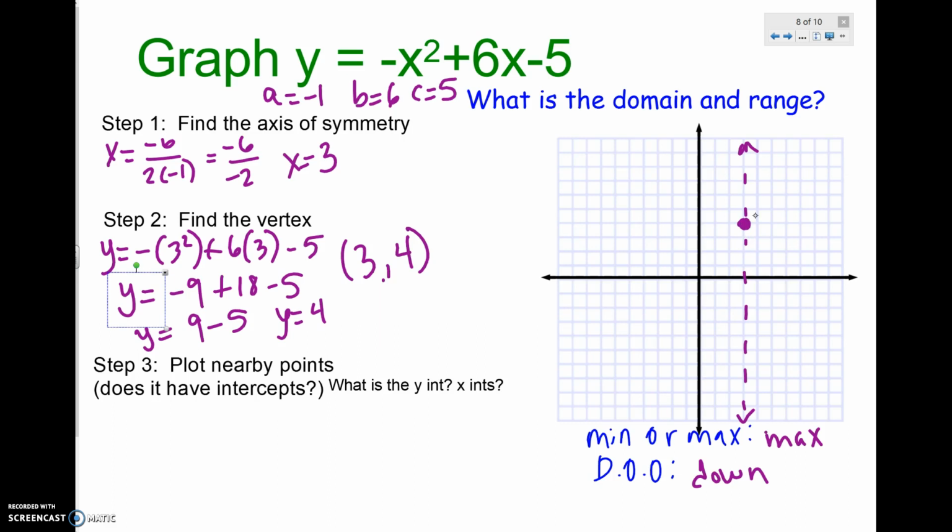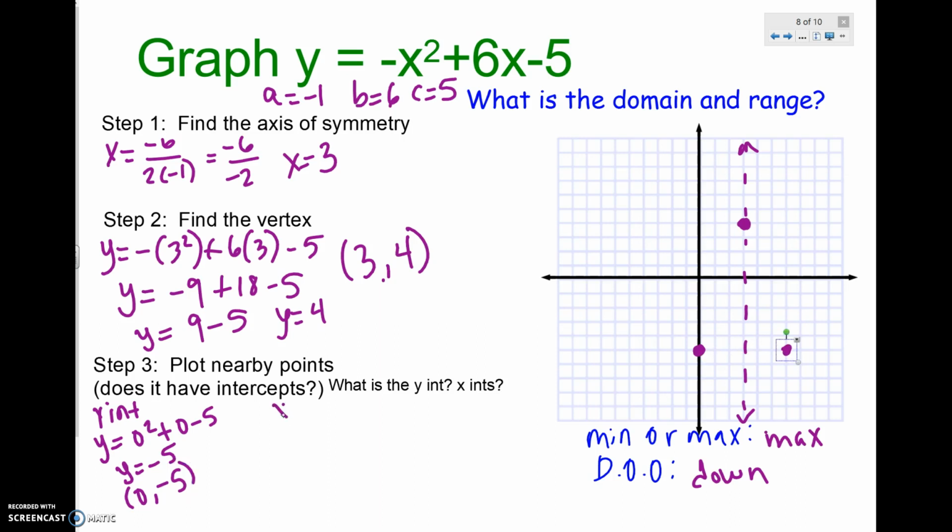Here's my vertex. Okay, so I can find my y-intercept by plugging in 0 for x. So my y-intercept equals 0 squared plus 0 minus 5, which gives me a negative 5. So my y-intercept is 0, negative 5. Alright, so I'm going to go ahead and graph that. 1, 2, 3, 4, 5 on the y-axis. I can mirror that. It's 1, 2, 3 away from my vertex, so 1, 2, 3 away.